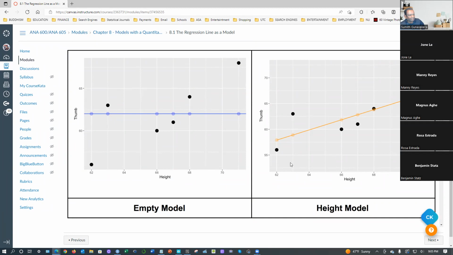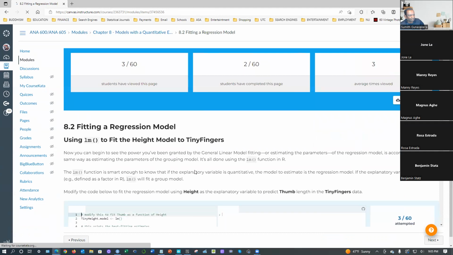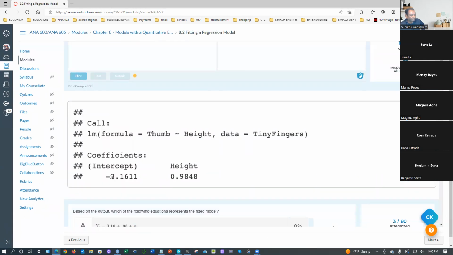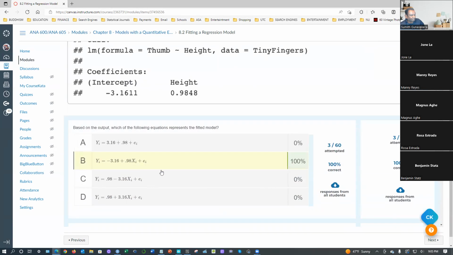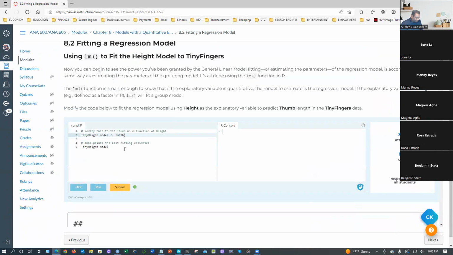Doesn't matter, it's been scattered like this. So what they are trying to do is this. LM is not a big deal. They're going to modify this to fit thumb length as a function of height. So you're going to have thumb here, and height, and data equals tiny fingers.